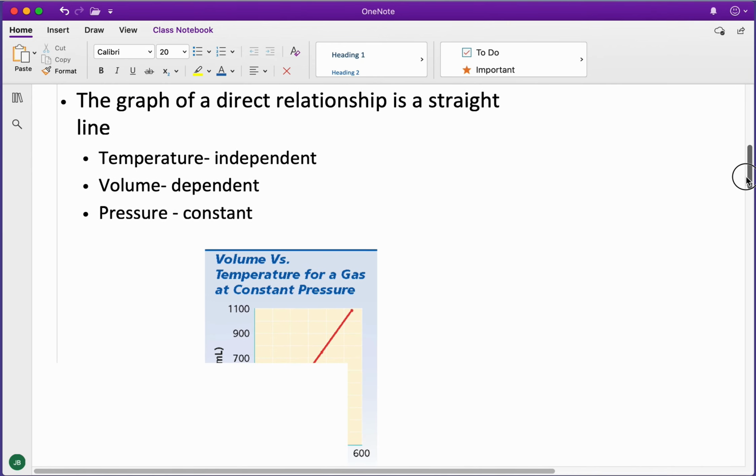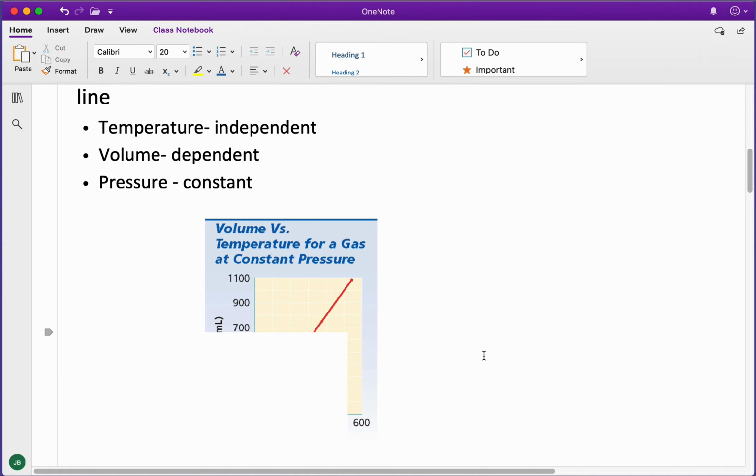All right, so let's look at the graph. We see that the temperature is our independent variable, so it's going to be on the x-axis. And our volume is the dependent variable, which will be on the y-axis. And we know it's a direct relationship because look at the shape of our line. It's that nice straight diagonal line. So as the temperature increases, we see the volume increase.